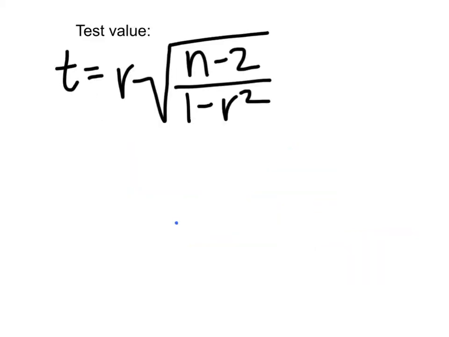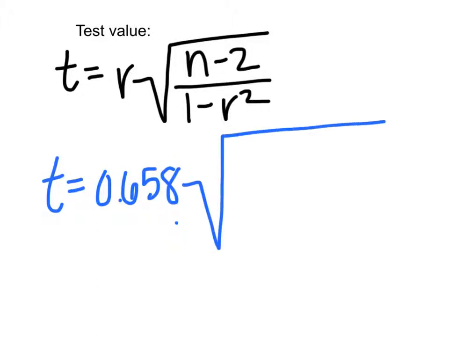Once we have our hypothesis test, we can now find our test value. So this is our equation that we will use. So let's input our information. In our case, R equals 0.658. Then square root 10 minus 2. N is the amount of data points. In this case, we have 10 different data values.